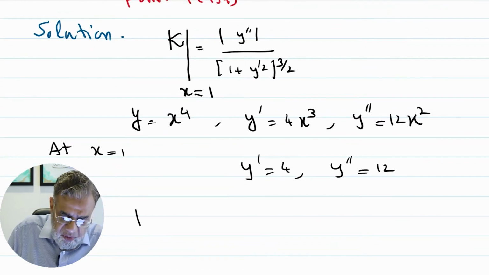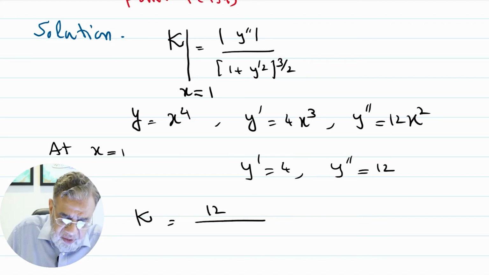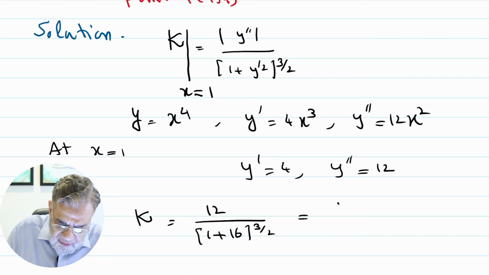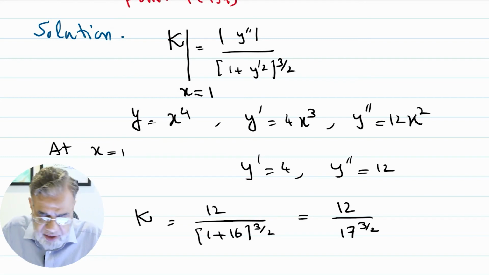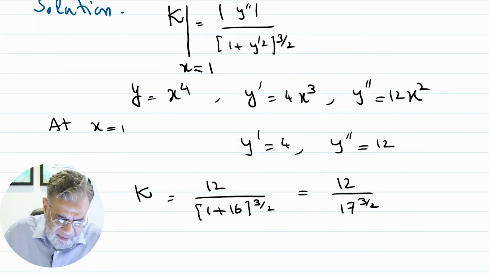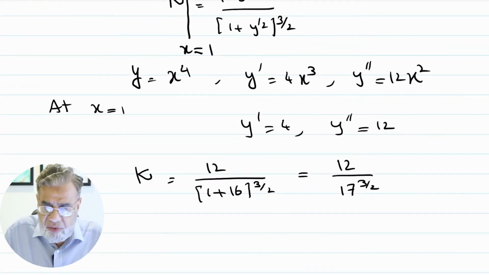We substitute in the formula, our kappa is equal to y double dash, which is 12, over (1 plus y dash square) which is 1 plus 16, and the power of this one is 3 by 2. So our curvature comes to be 12 over 17 to the power 3 by 2. That's my curvature, so it's my result. It's a very simple one. So we have this example. Now I gave the example in 2 dimensions.